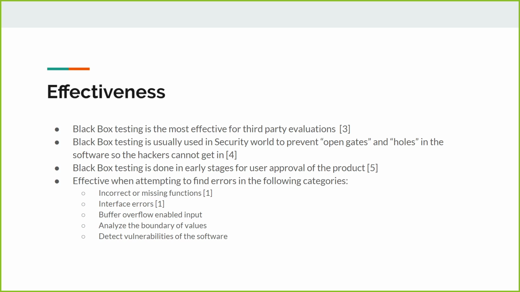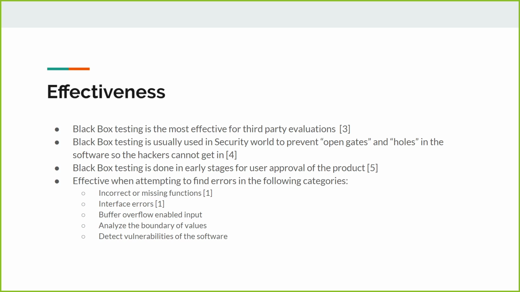Additionally, we talk about the effectiveness of black box testing. There are specific cases for which black box testing is good. Since we have different types of testing like black box, white box, and others, we'll talk about specific ways in which black box testing is the most effective. So black box testing is the most effective for third-party evaluations. Very often companies hire a third party to come and test their software. It can be a security type of test or evaluation, or it can be a user evaluation.